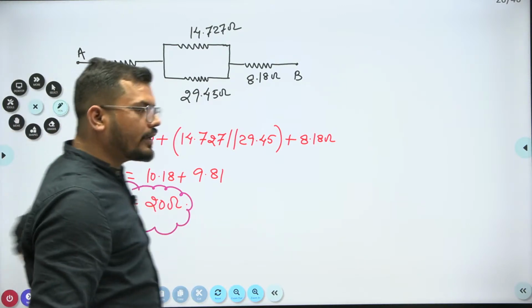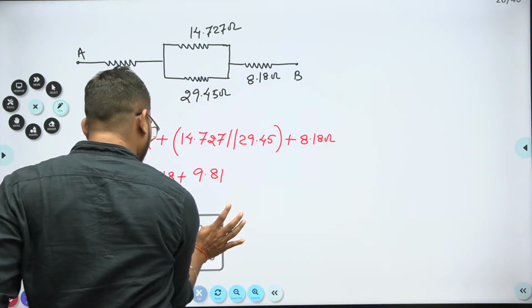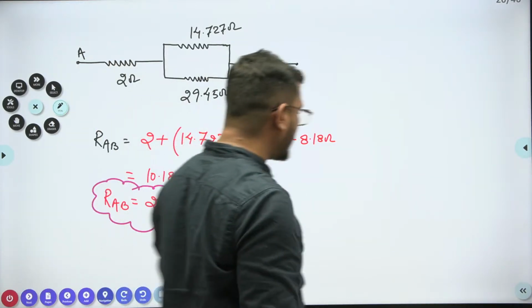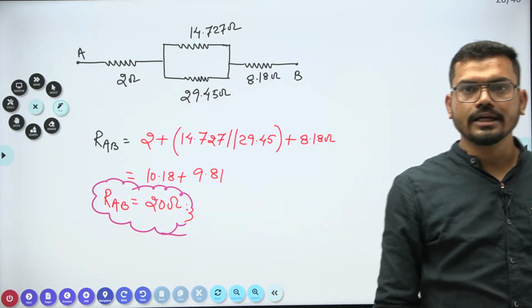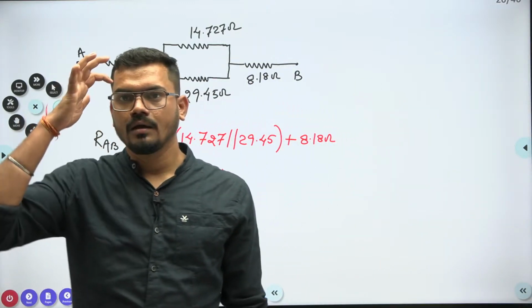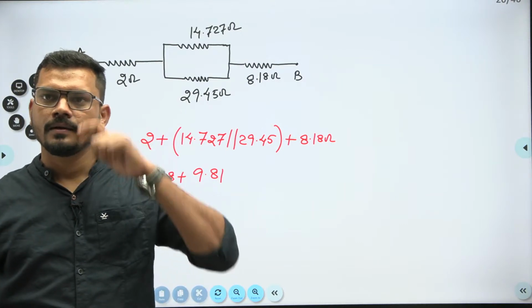So the correct value of RAB... sorry, so the correct answer is RAB is equal to how much? 20. Is it clear to all? Yes or no? Respond please.